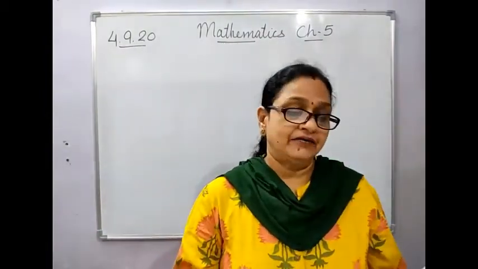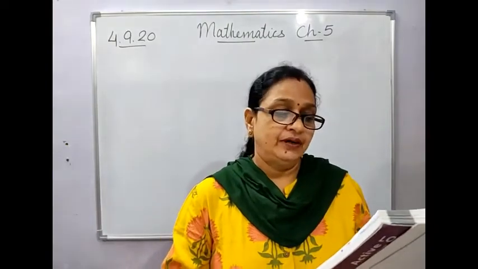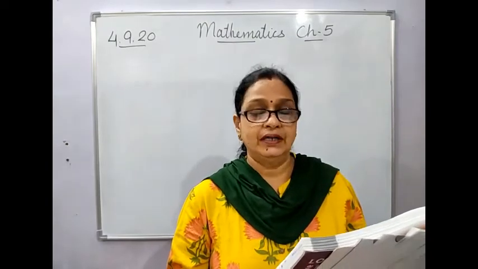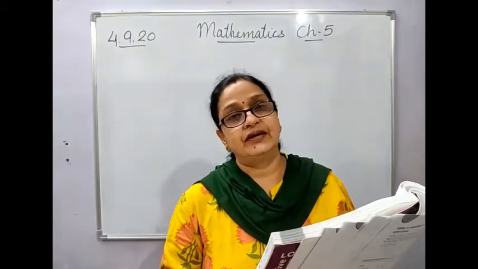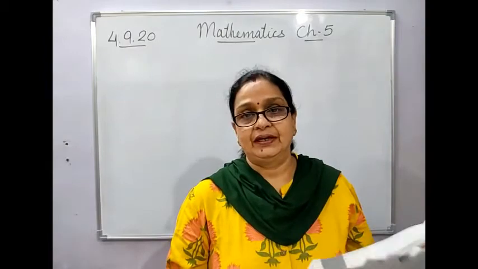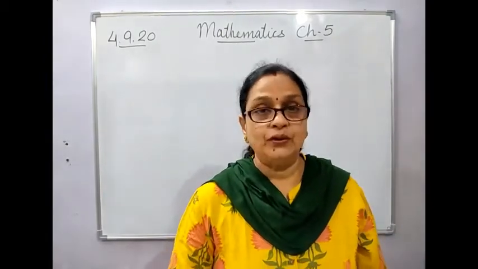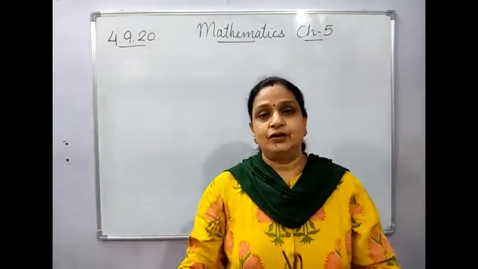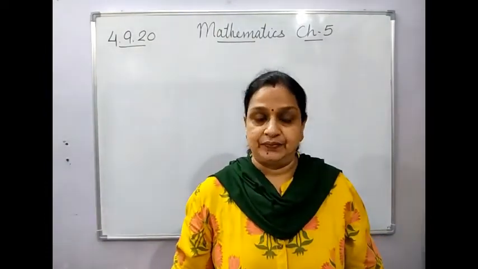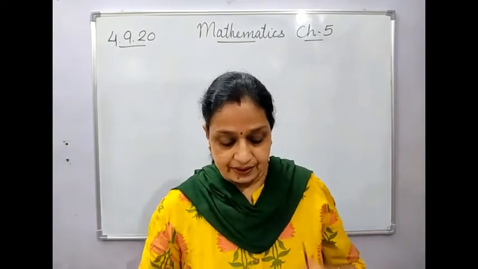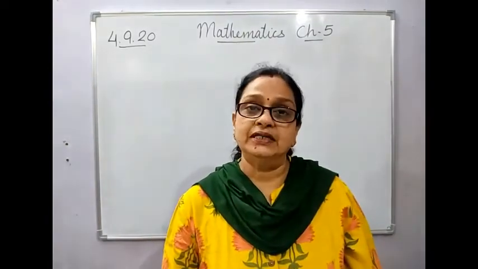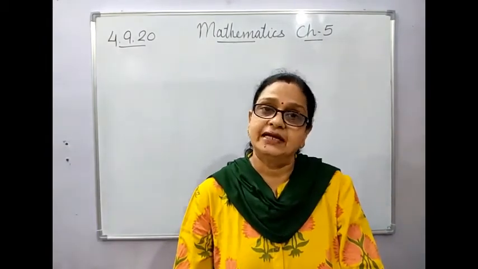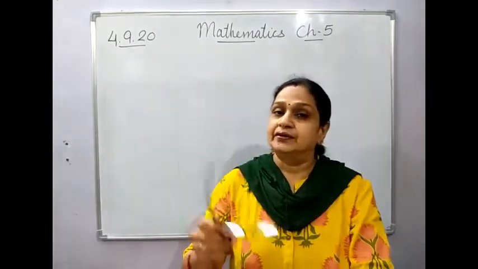To multiply a fraction by a whole number, we multiply the numerator of the fraction by the whole number and the denominator of the fraction remains the same. This is the very important point, that we only multiply the numerator with the whole number and the denominator remains the same. There is one more thing, it's given that in case of whole numbers, the multiplication is repeated addition.